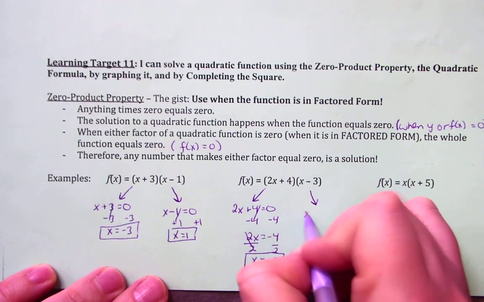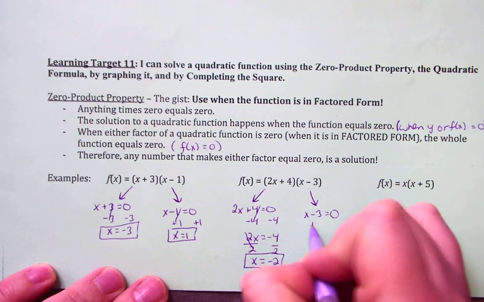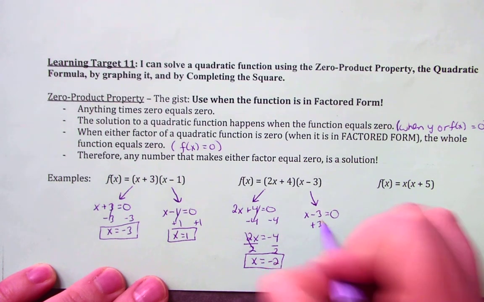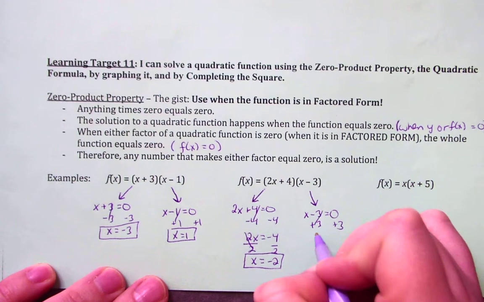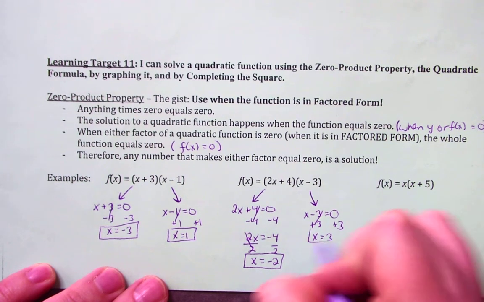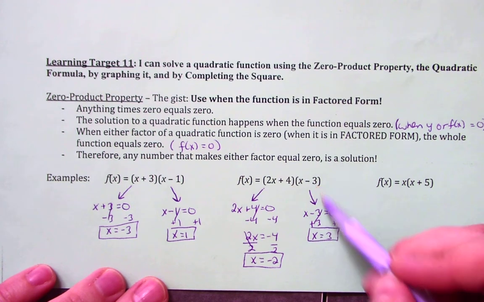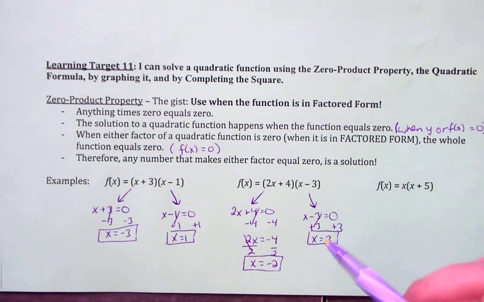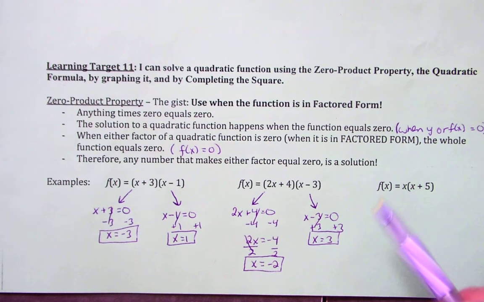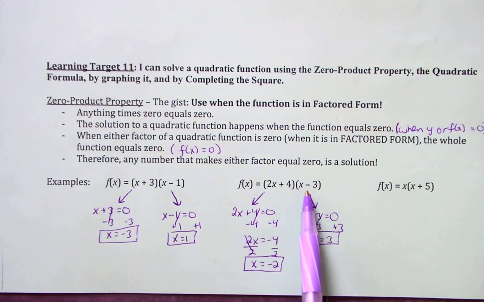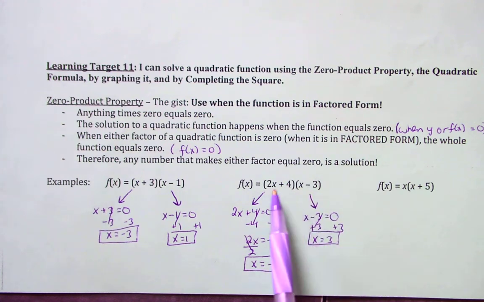And then over here, if you set that factor equal to 0 and solve for x, you end up with x being a positive 3. Again, you could just do that in your head. You wouldn't even need to show your work on this, I don't think. You're welcome to show your work, but you don't have to if you can do that part in your head. So if you were to graph this function, it would cross the x-axis at negative 2 and positive 3, because those are the two numbers that make each of these factors equal to 0.